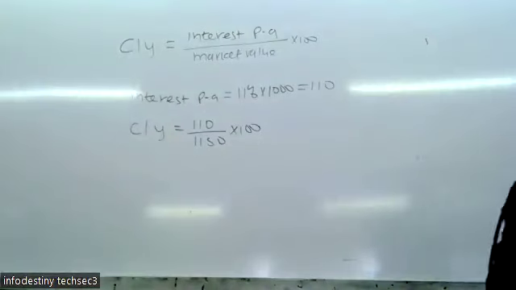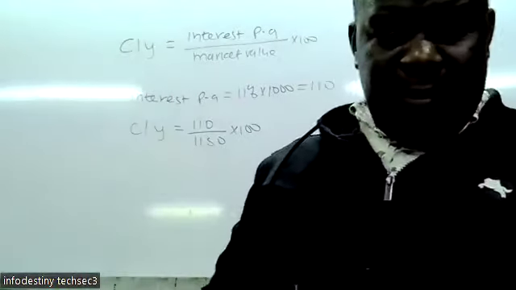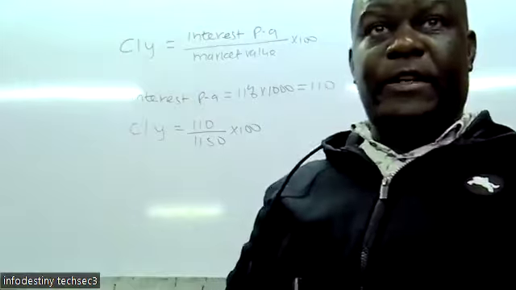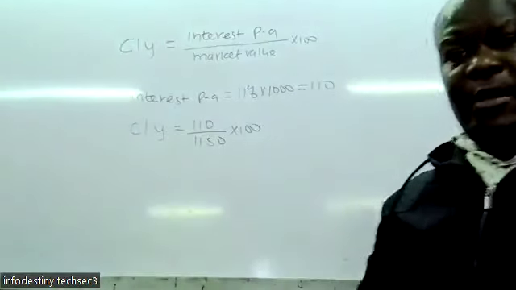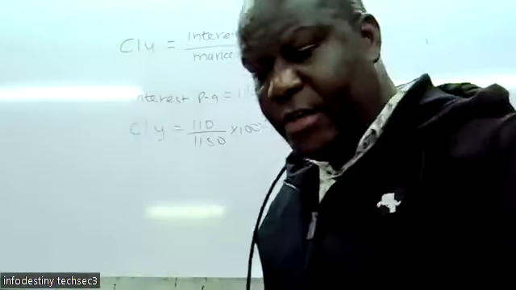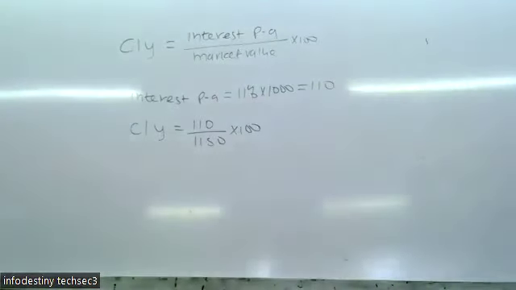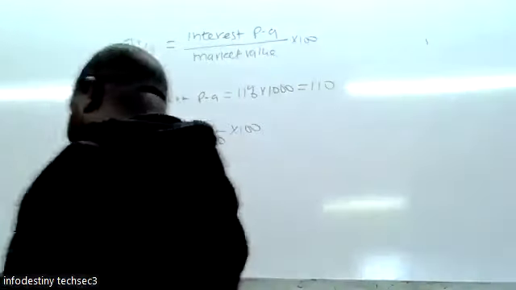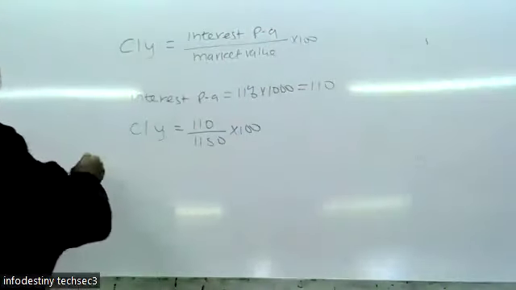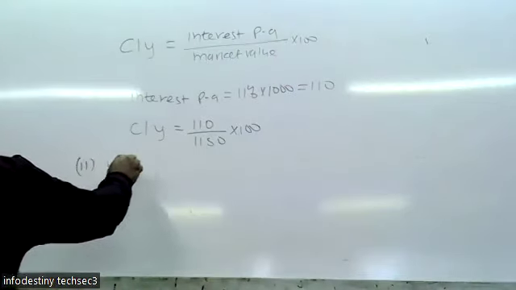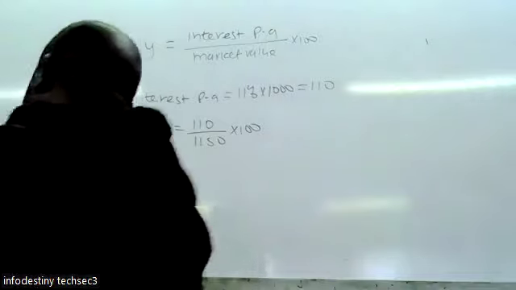So then we get 9.57. Now we go to Roman letter 2. In Roman letter 2, they wanted you to calculate the yield to maturity. So you go to Roman letter 2, where you are to get the yield to maturity.